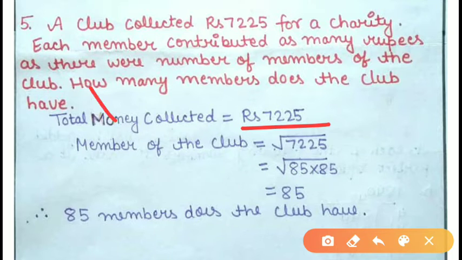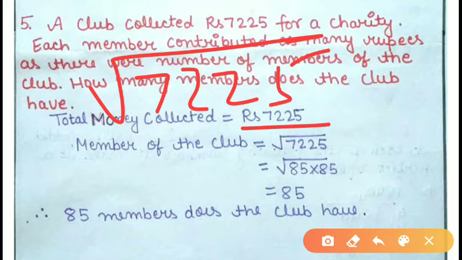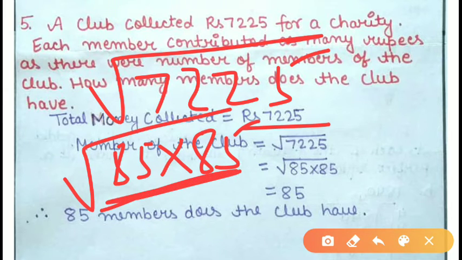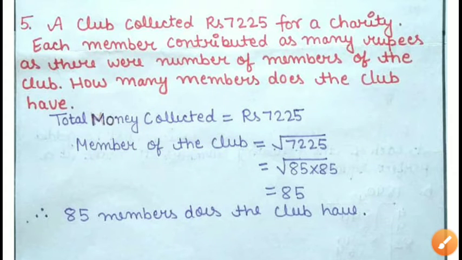7225, when you will take the square root of 7225, this you can also do by the prime factorization method, or you can solve it by the long division method. It is up to you. Okay, so when you will solve, you will get this 85 into 85. This is the one pair, and from this pair you just write only 85. Okay, that means 85 members does the club have. Whenever this type of question is given, just find out the square root, you will get your answer.